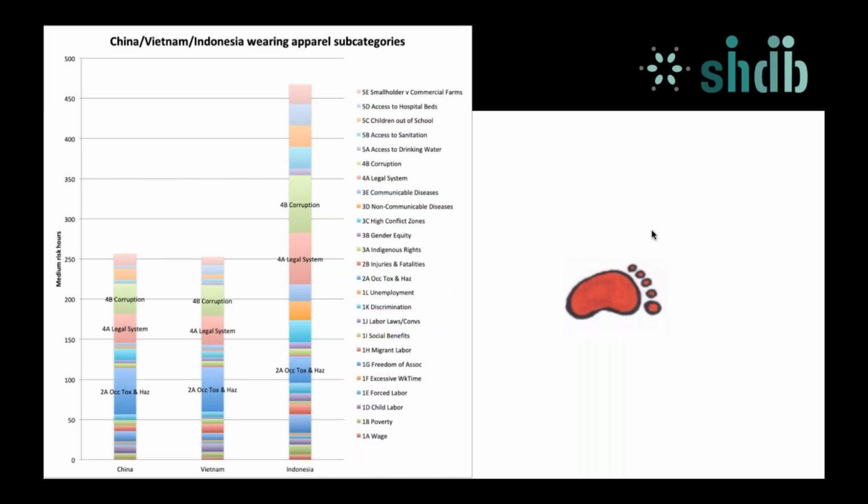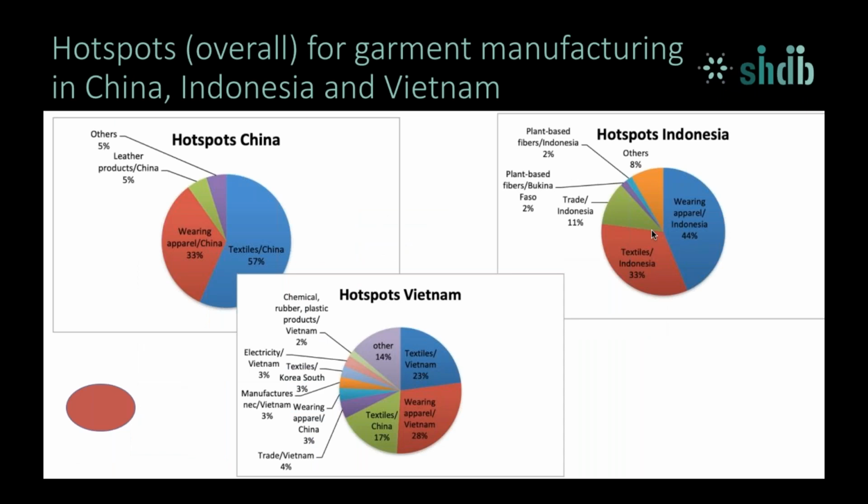What you can also do is look at the hotspots. That's more like going into the supply chain related to producing garments. If you look at the overall hotspots, you can see a very interesting thing. In China, the biggest hotspot is related to producing the textile and not so much producing the garments. If you look into Indonesia, the biggest hotspots are related to producing the garments and less to producing the textiles. That's the kind of information you can get.